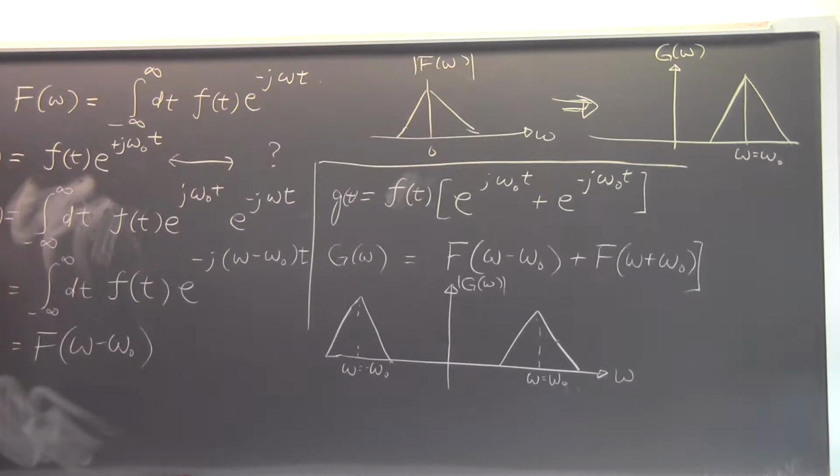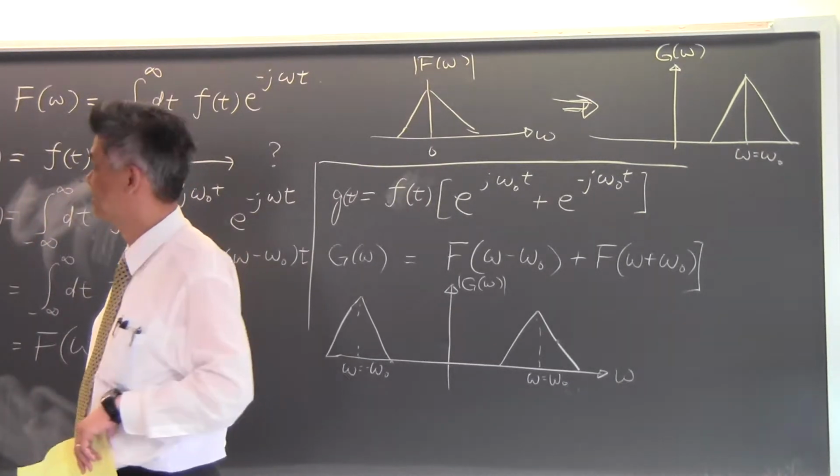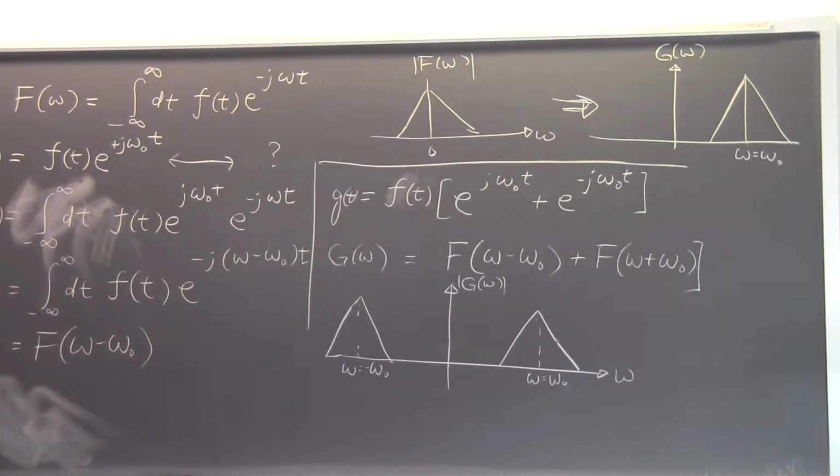Let me ask another person. What property does f of omega have? It's imaginary. Not imaginary. If f of t is real valued, f of omega has to have a certain property. It can be a complex number, but this complex number has a special property.